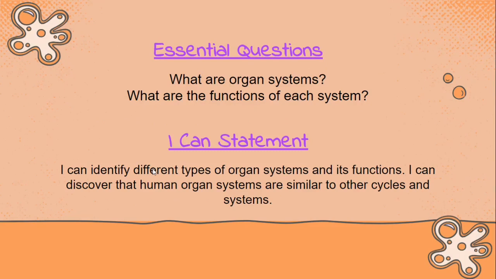Essential questions. What are organ systems? What are the functions of each system? I can statement. I can identify different types of organ systems and its functions. I can discover that human organ systems are similar to other cycles and systems.